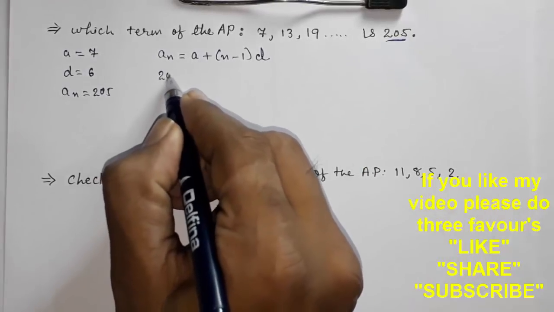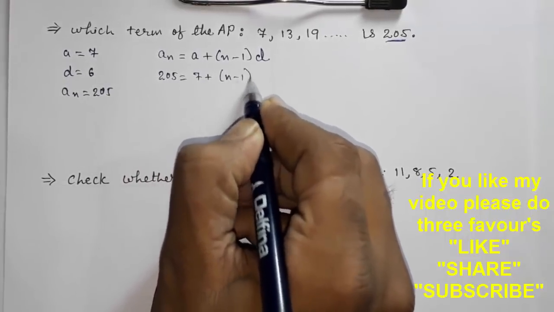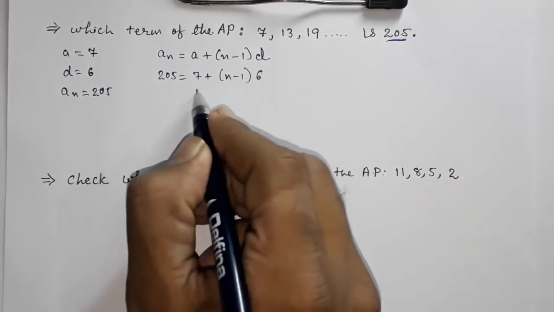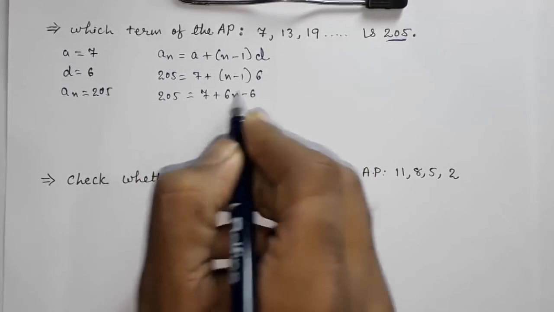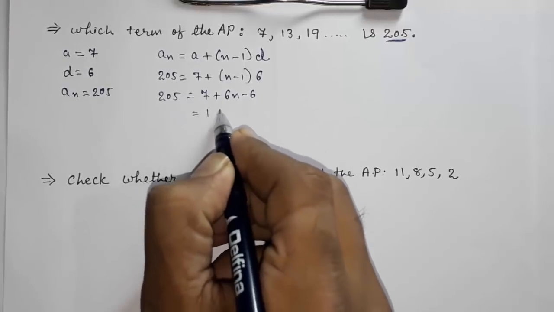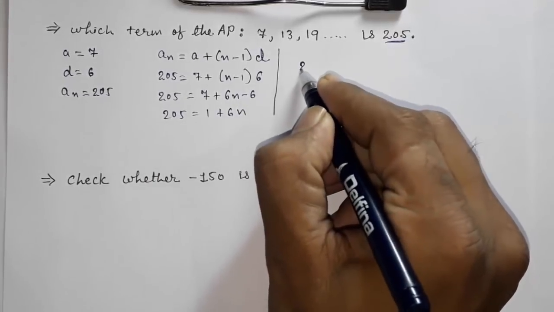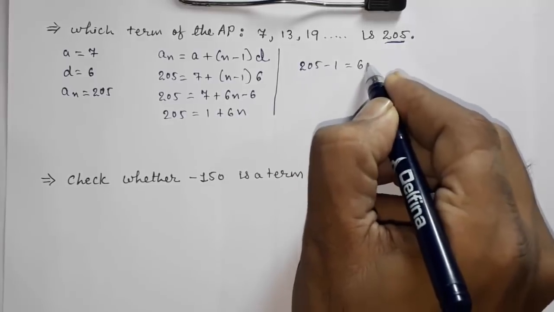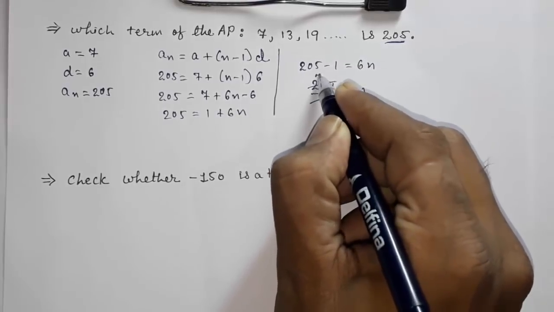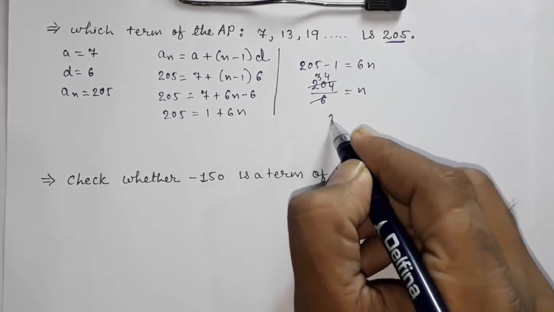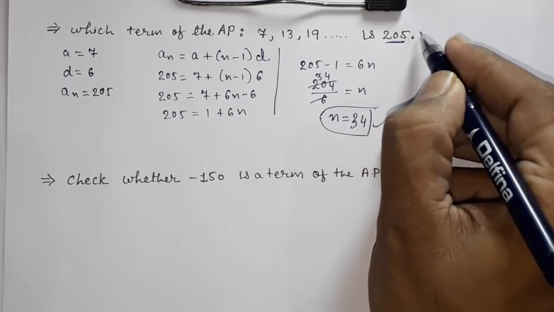So now keep everything in this: a, that is 7, and the difference is 6, multiply. This will become 205 is equal to 7 plus 6n minus 6. So 7 minus 6, 1 plus 6n equals 205. Now 1 will go on this side. 205 minus 1 gives you 6n. 204 by 6 is equal to n. 6 3s are 18 and 24. So 4s are, now our n will be 34. Sorry. So this will be our 34th number.